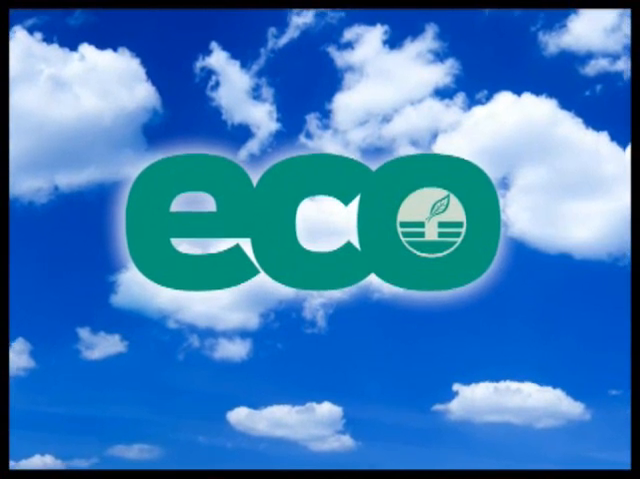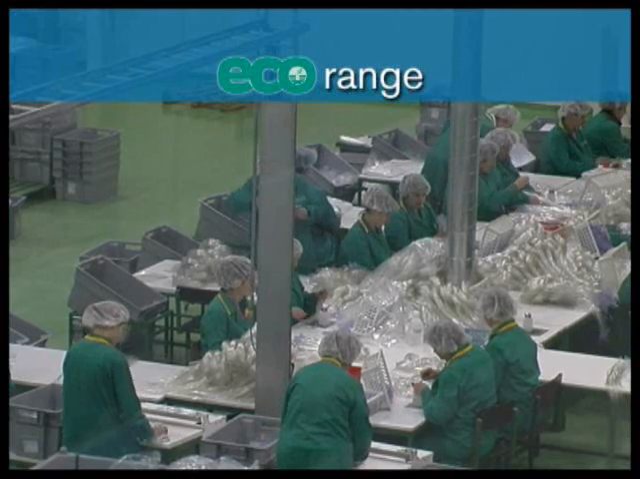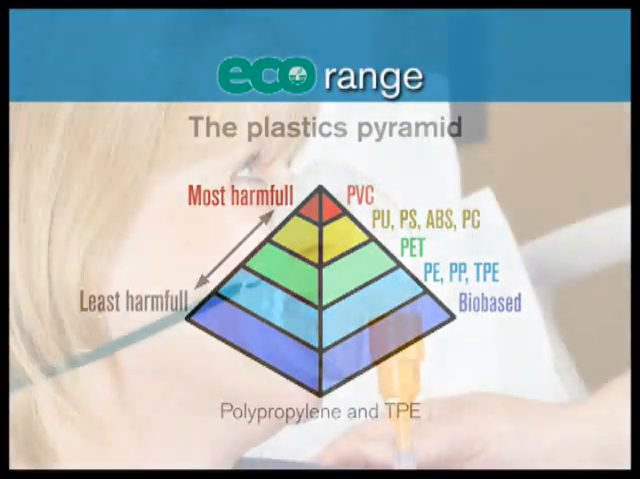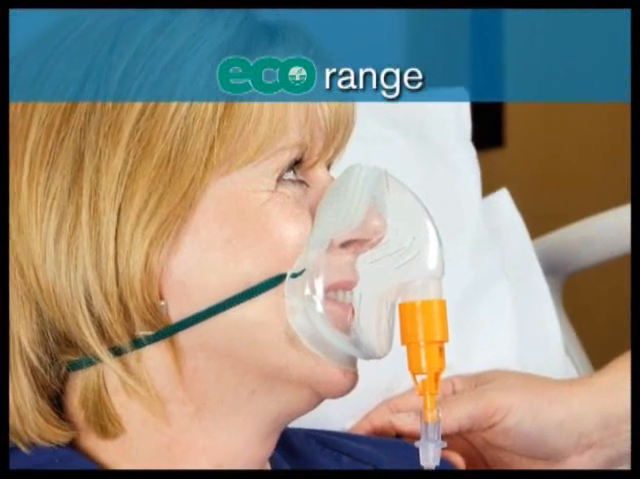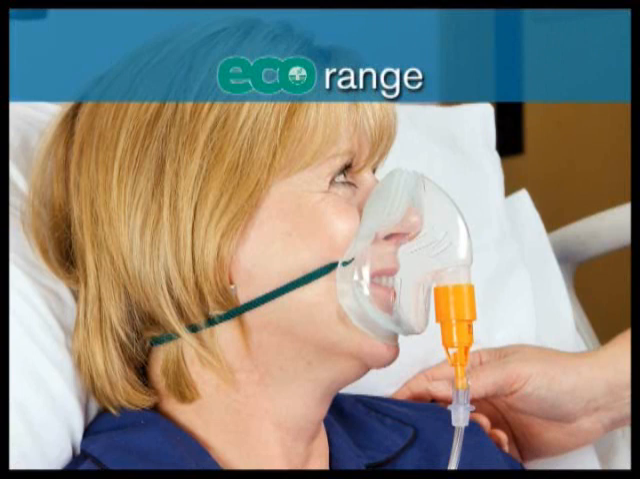The materials used in the manufacture of eco-range oxygen therapy masks mean that there is a significantly lower impact on the environment. They also have a new lightweight design, incorporating a soft face seal that provides a high level of patient comfort.